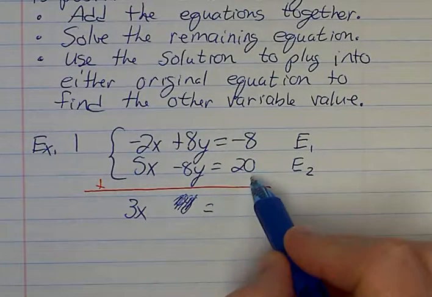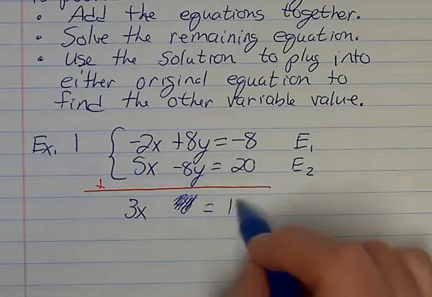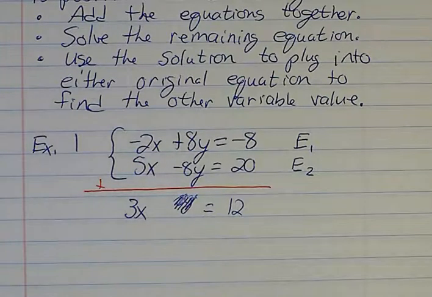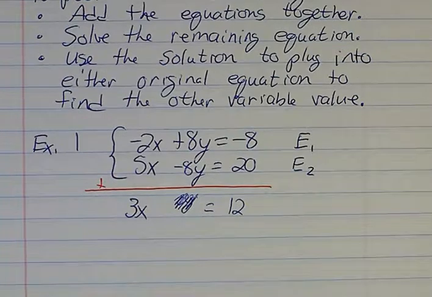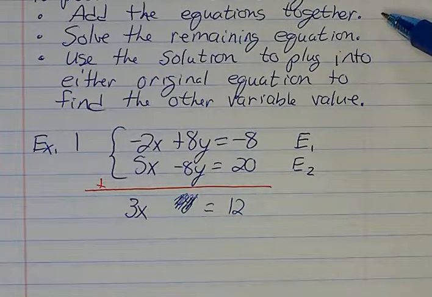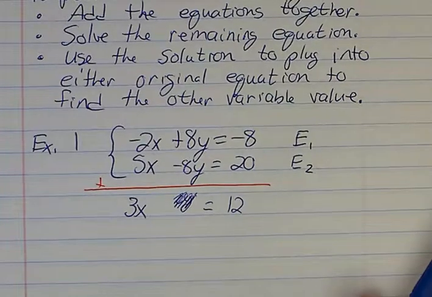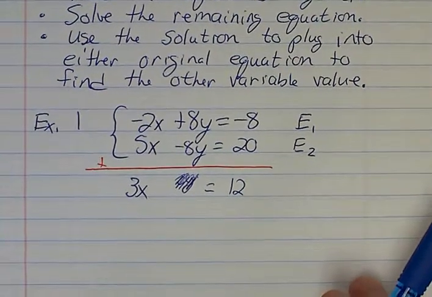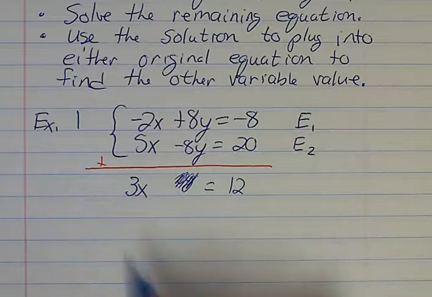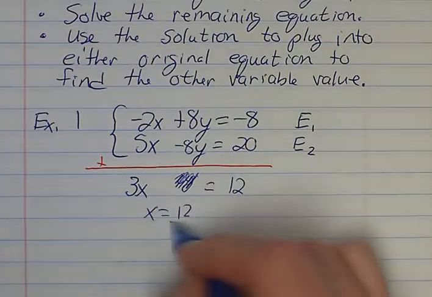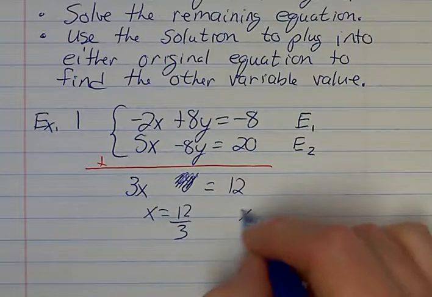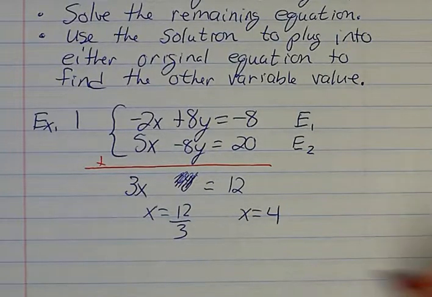Negative 8 plus 20 would be the same thing as 20 minus 8, so that is 12. Okay, and once you add the two equations together, when you solve it, it should be a really easy equation that you have to solve. So if you've got 3x equals 12, well, x is just 12 divided by 3, right? There you go. So we got x is 4.